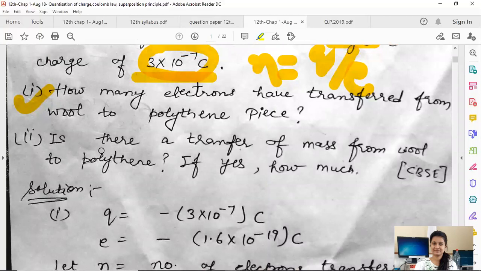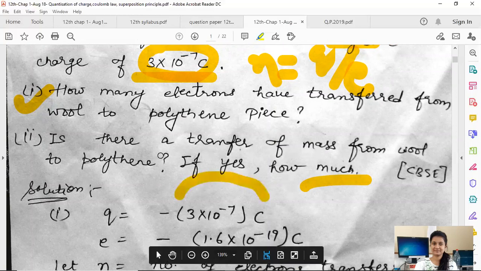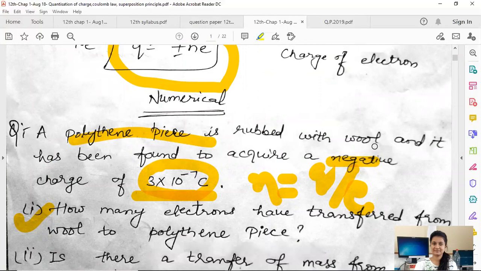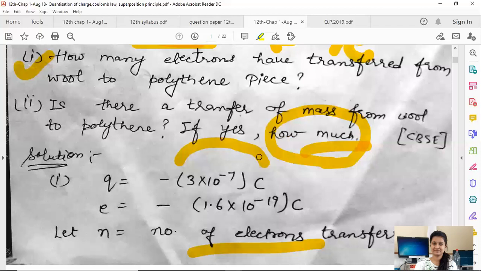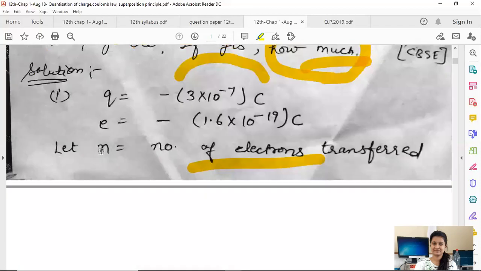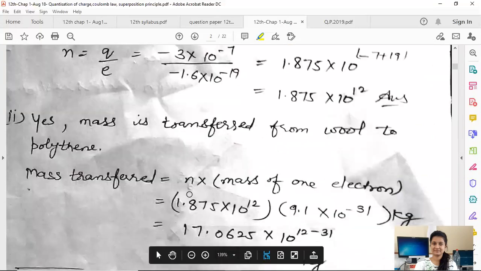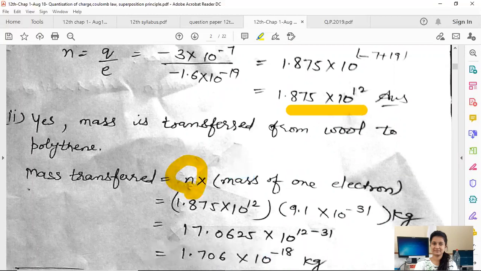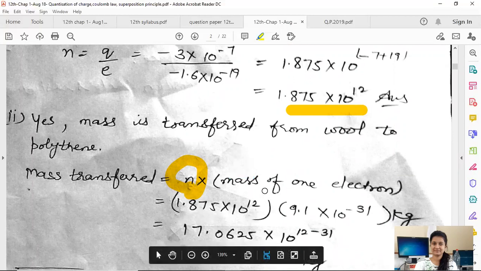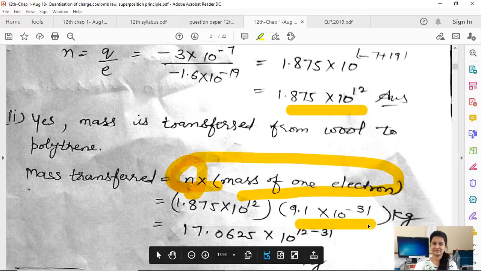The second part is: is there a transfer of mass from wool to polythene? If yes, how much? The answer is yes. If charge is transferred from this wool to this polythene piece, then there will definitely be a transfer of mass. To calculate how much mass is transferred, use the N you calculated, the number of electrons transferred to this polythene piece. This is 1.8 into 10 to the power 12, and the mass of 1 electron is 9.1 into 10 to the power minus 31. You have to remember this.